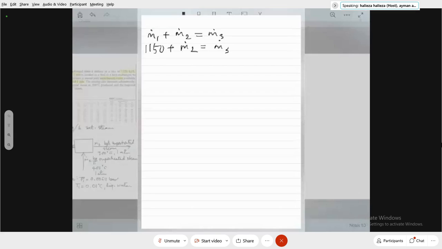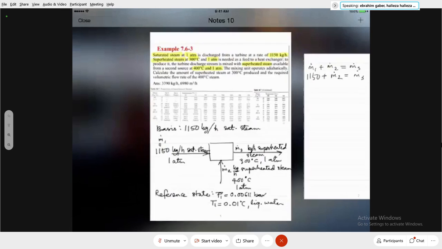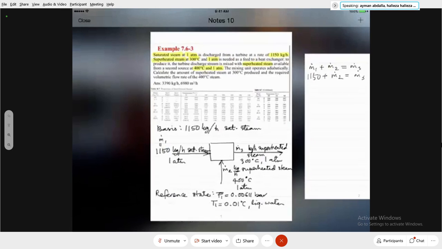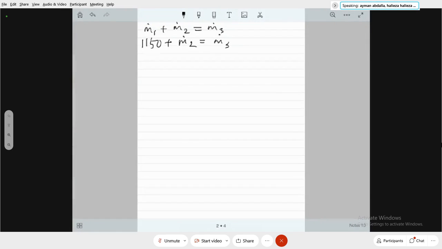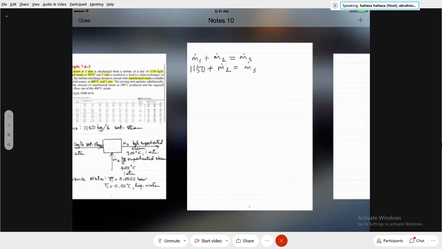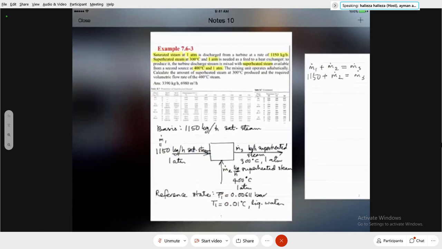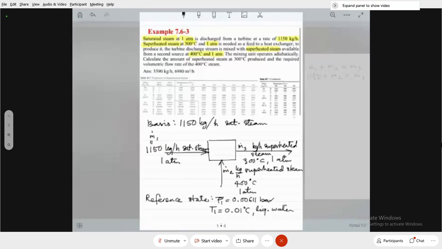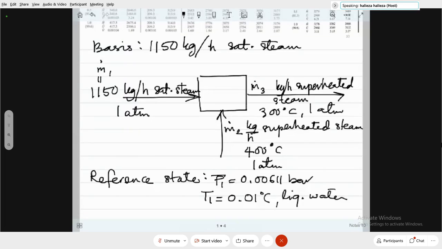What's next? Energy balance. Okay, energy balance. What kind of system are you looking at? Open system. Okay. So now from the question, there's one piece of information that I haven't listed down. What is it?